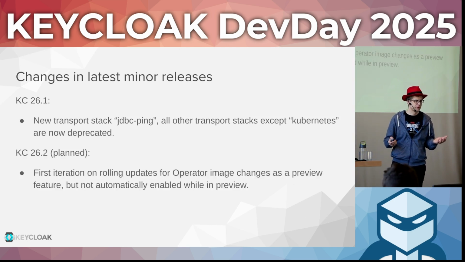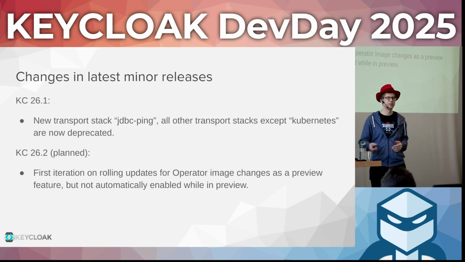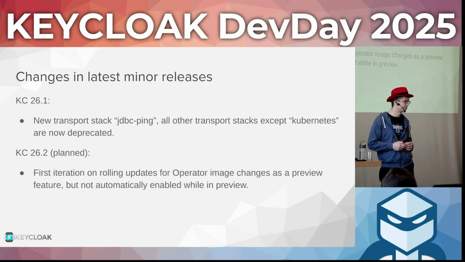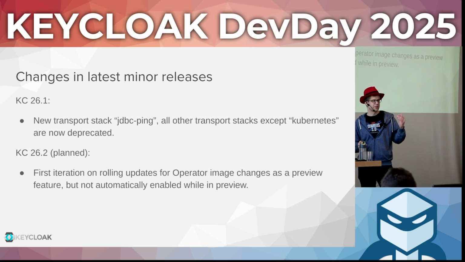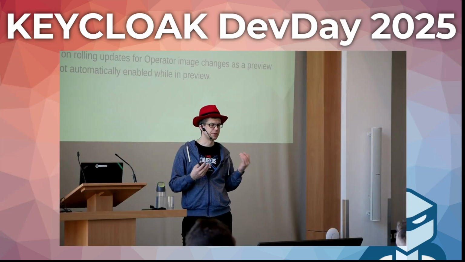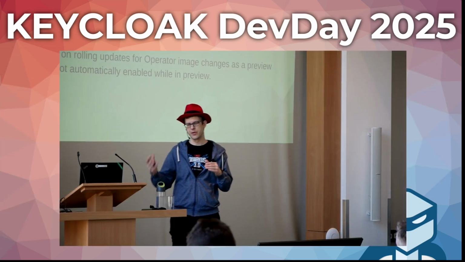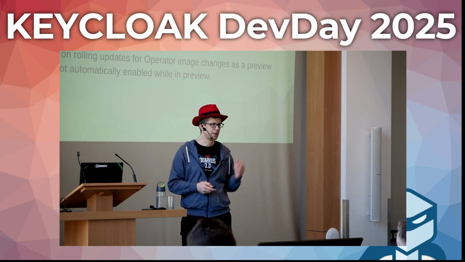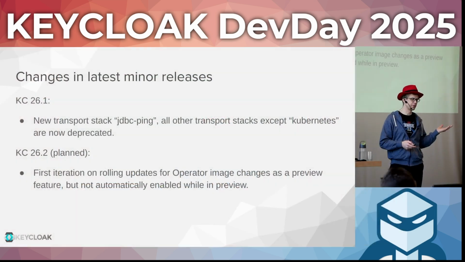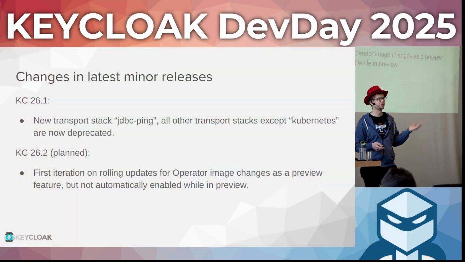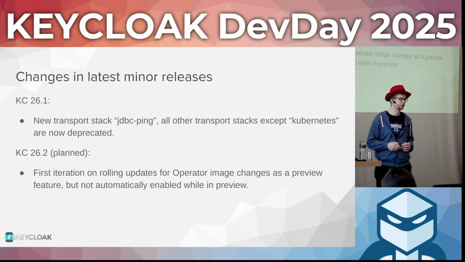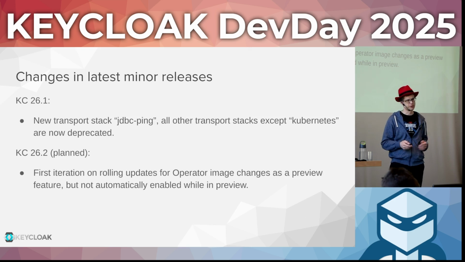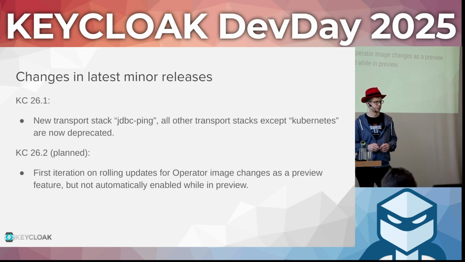Keycloak 26.2, which is planned to be available end of March, if everything goes as planned, will have the first iteration on rolling updates for the operator. For example, if you stay on the same version of Keycloak and just change a theme or just change an extension, you will get rolling updates with the Keycloak operator. This will then probably be a preview feature in 26.2 and therefore not enabled by default. And once it has matured, this will eventually be enabled by default, because we think it's then a non-breaking change for those people using it for their setups.